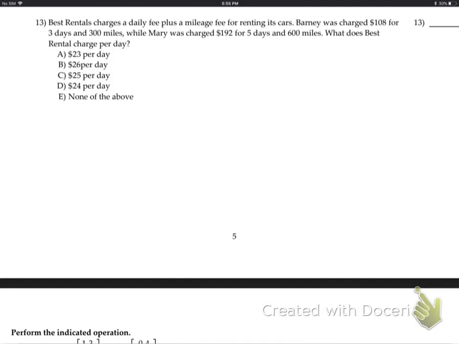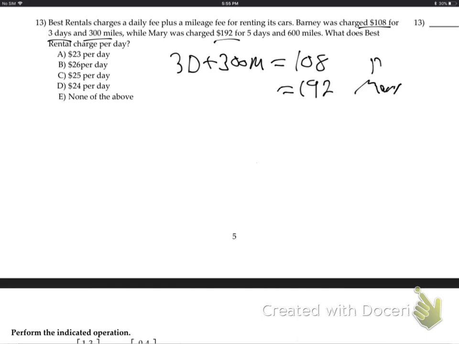Number 13 is going to be basically what we have here is Barney was charged. So for Barney, it was $108, 3 days and 300 miles, and that's $108 for Barney. Mary, 192 for Mary. This will be the Mary equation. The other one was the Barney. The Mary equation, 192, 5 days and 600 miles. So these rentals, basically they have a daily charge and a mileage charge.